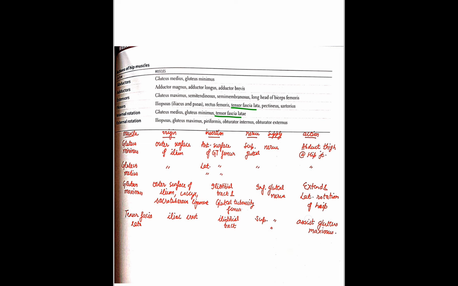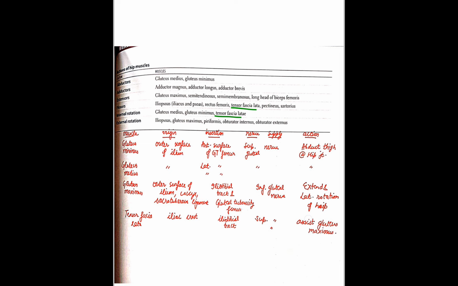lower limb. So gluteus minimus, that is from the outer surface of the ilium. Gluteus medius is also from the outer surface of the ilium. And gluteus minimus is inserted on the anterior surface of the GT, greater trochanter of the femur. Then medius is inserted on the lateral. Then they both are supplied by the superior gluteal nerve and they both cause abduction at the hip joint. So they both are abductors. From the outer surface of the ilium, minimus is anterior and the medius is lateral, and they cause the abduction, and the supply is by the superior gluteal nerve.